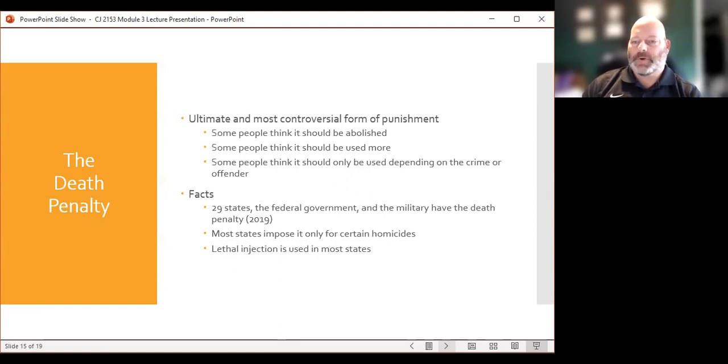Most states impose the death penalty only for certain grades of homicide. And of course, lethal injection is used as the manner of imposition of the penalty in most states. However, some states do still have other forms on their statutes.